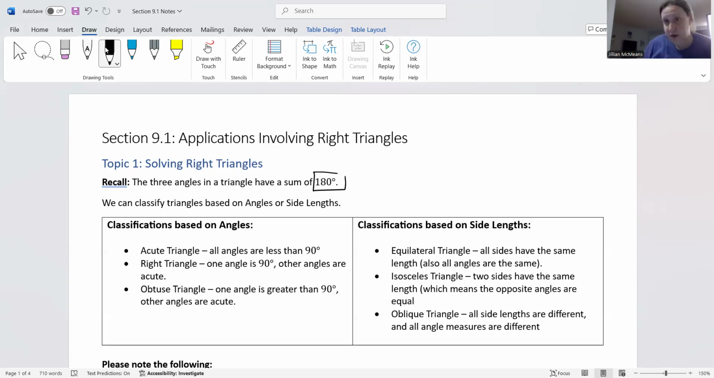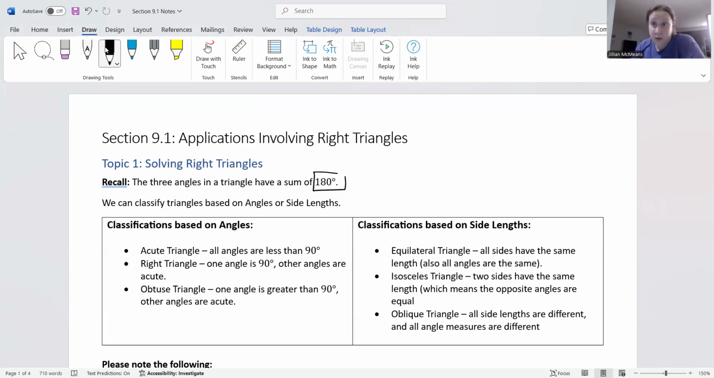Now, we can classify triangles based on really two bits of information, their angles or their side lengths, okay? If we classify triangles based on their angles, we have three classifications that we need to be at least a little bit familiar with. First, you can have what's called an acute triangle. That means all of the angles are less than 90 degrees. An acute angle is less than 90, so all three angles of the triangle would have measures less than 90.